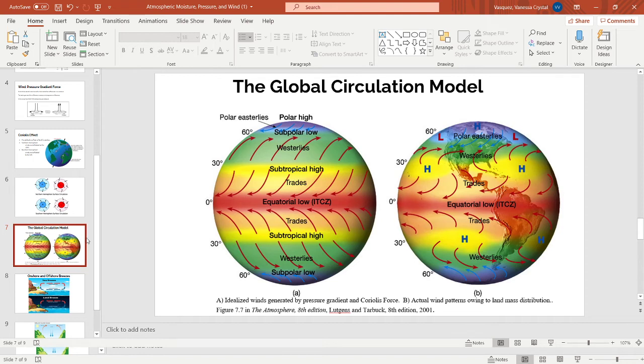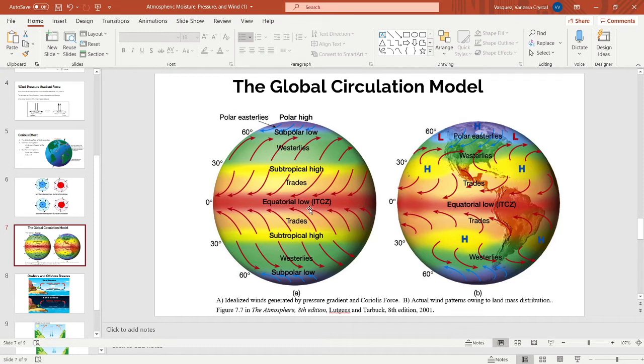This is the global circulation model, so we're going to refer to this diagram. We have 4 major pressure belts in both the southern and northern hemispheres, and they mirror each other, as you can see. We have the equatorial low, which is a thermal pressure system. This means the reason there is a low pressure is because of warm air. The warm air is causing the air to rise, creating the equatorial low.